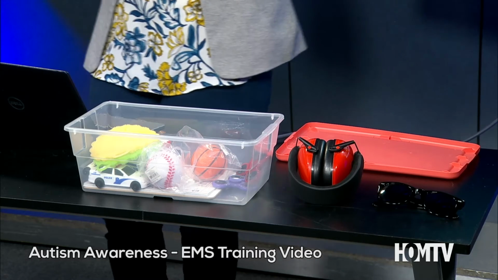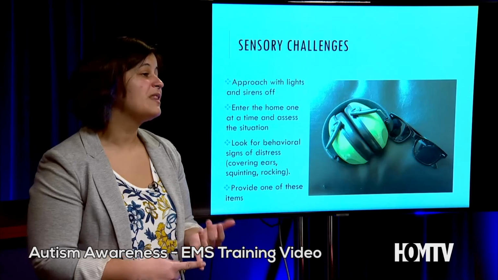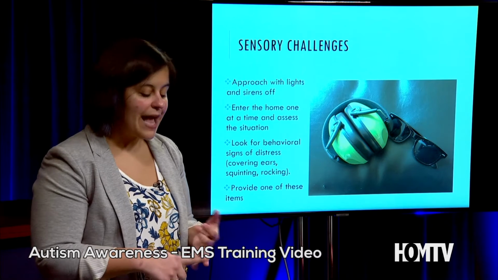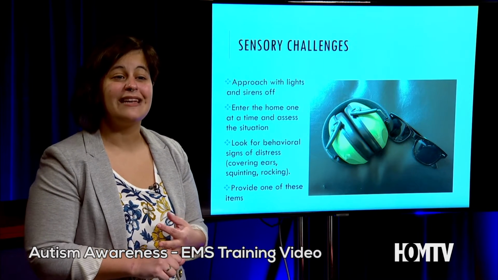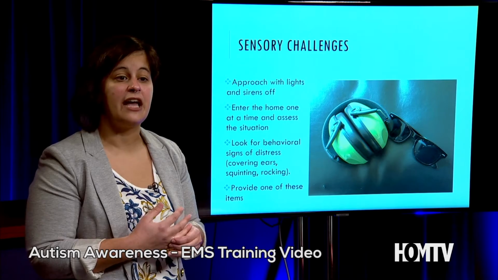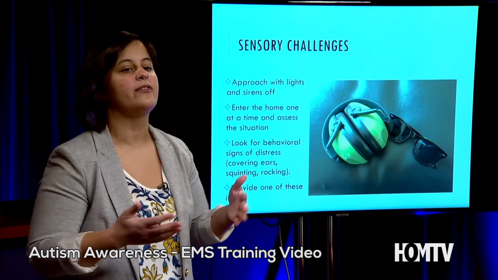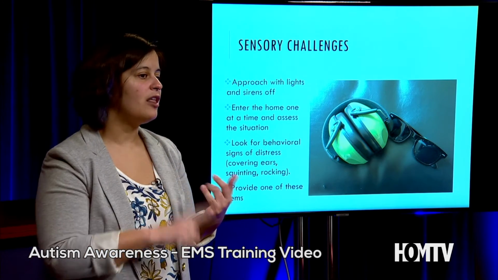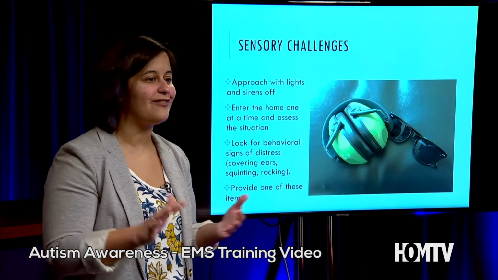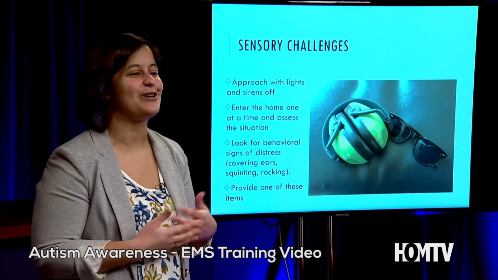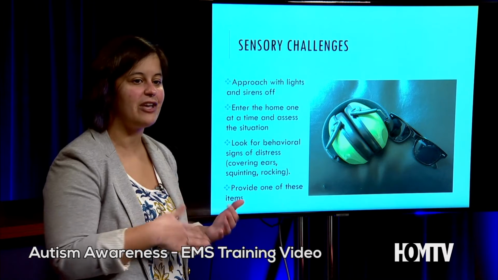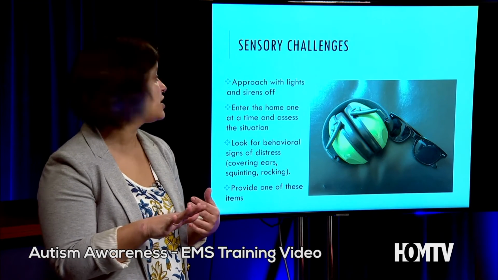Other things you can do are, if you get a call, approach with lights and sirens off. Enter the home one at a time, send somebody in to assess the situation and understand we don't want to overwhelm somebody with people with all of their equipment, their gear, their badges, lots of conversations. That's going to make your jobs more difficult. So think about having a slow, calm approach into the home.